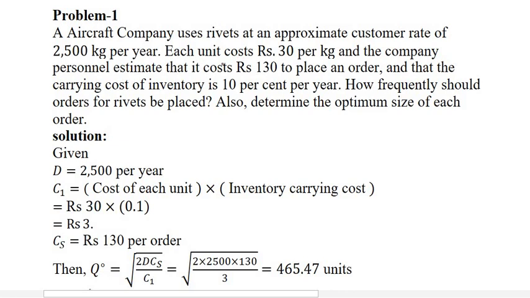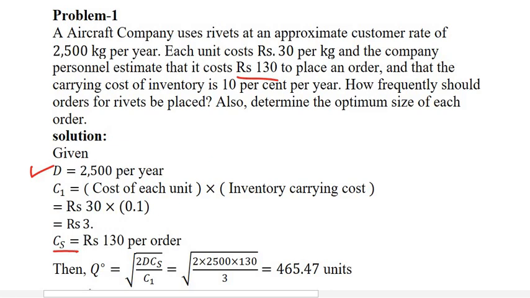In this problem, we have to know the demand value. The demand value is given in the first line. The aircraft company uses the rebate at approximate customer rate of 2,500 per kg. So therefore, D denotes 2,500, and each costs 30 rupees per kg. The company personnel estimate the cost 130 to place an order. So while placing an order, they are spending 130 amount. Therefore, the cost of setup, that is the cost of order, is 130 per order.